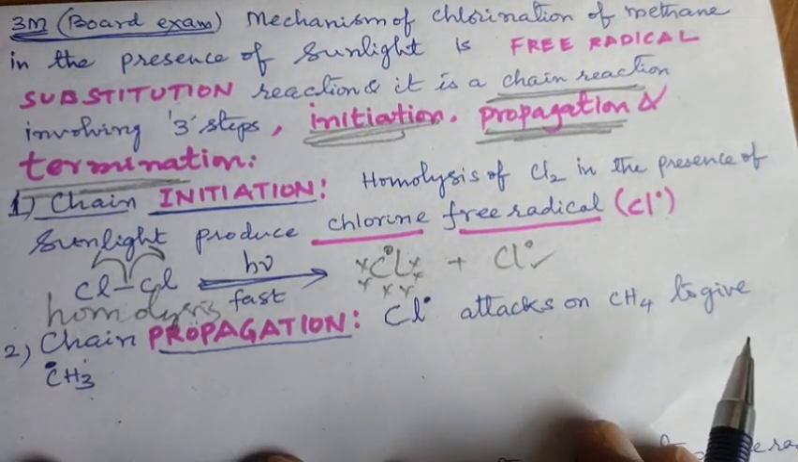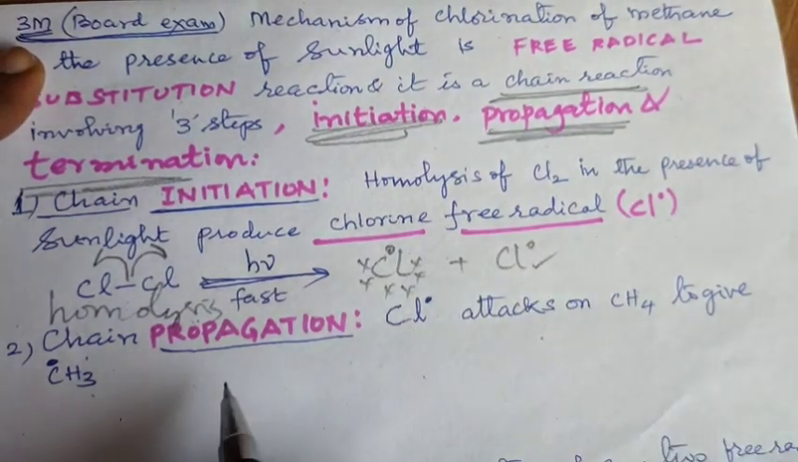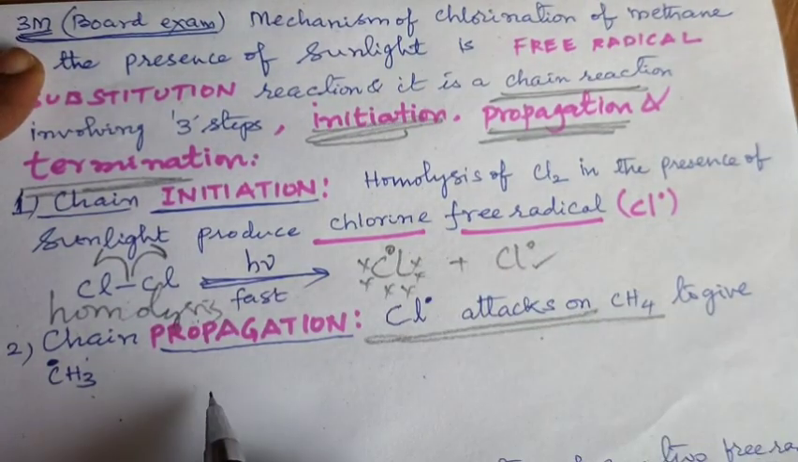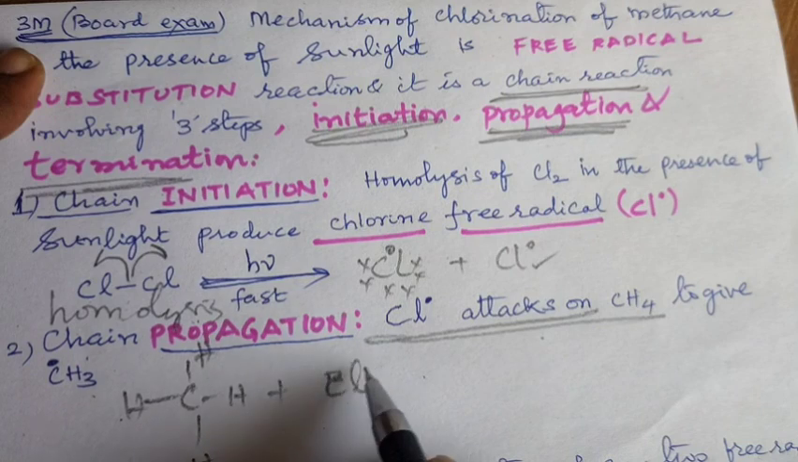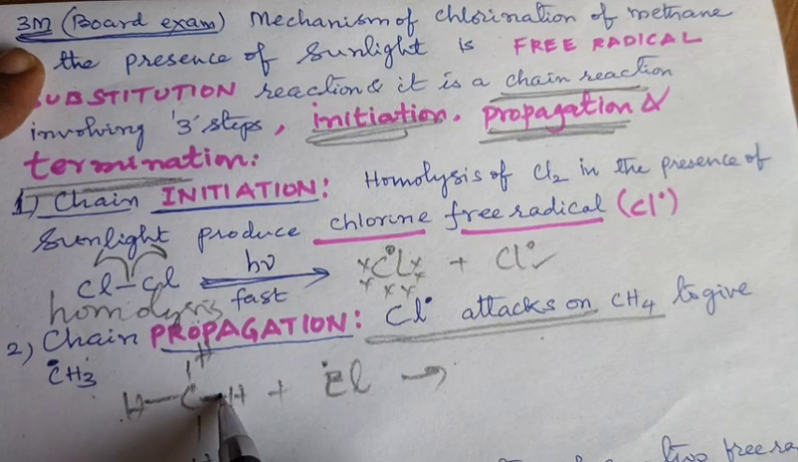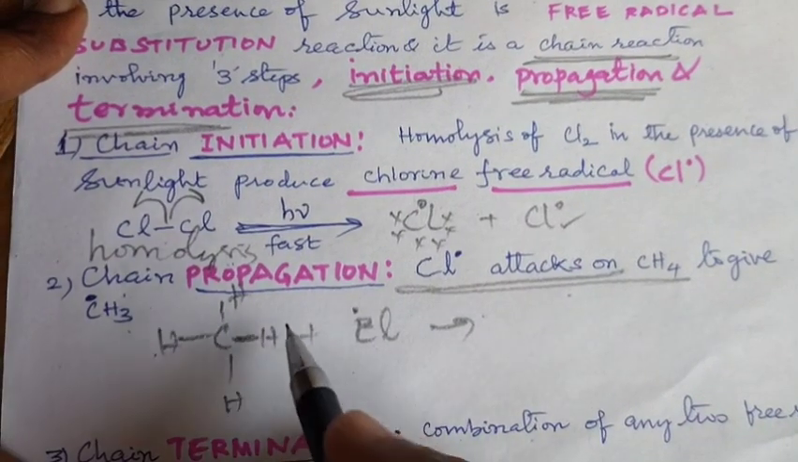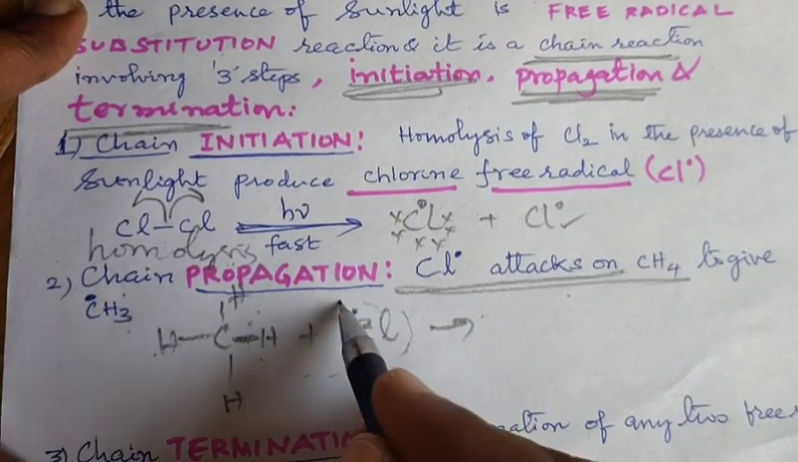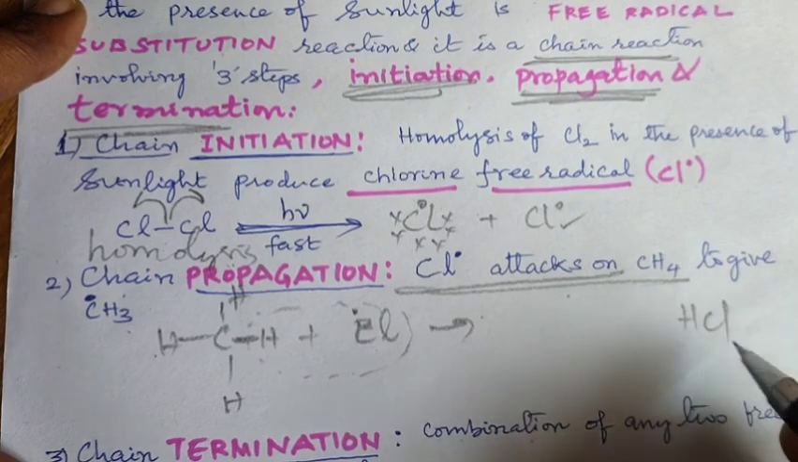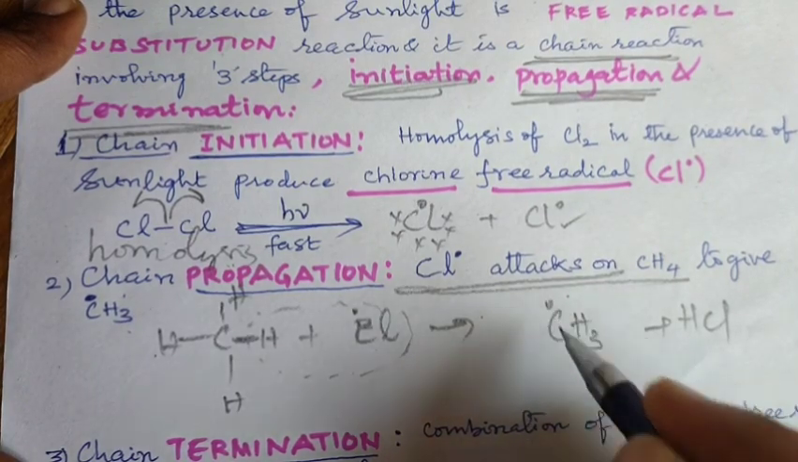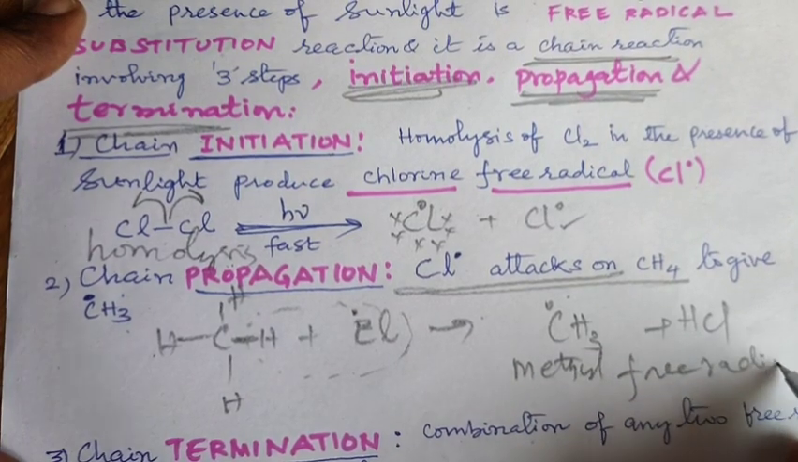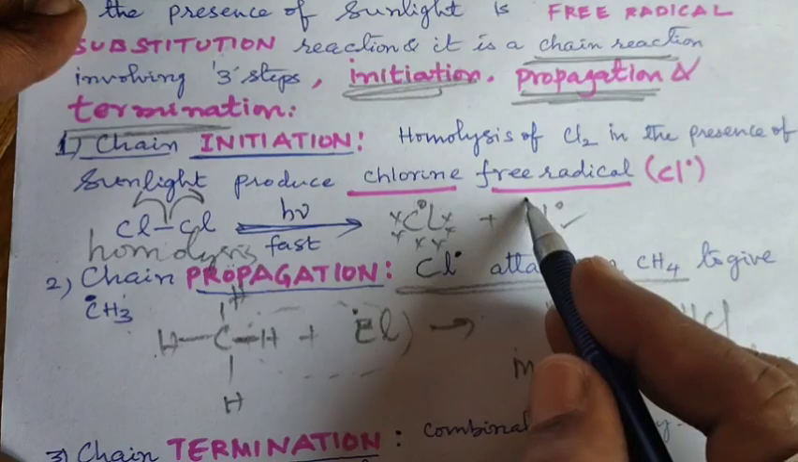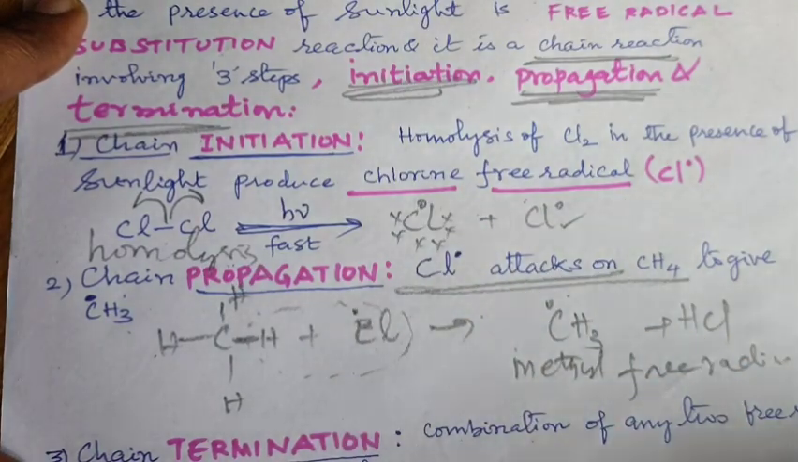Then this Cl free radical attacks methane. Observe, CH4 has 4 CH bonds, and this Cl free radical does homolytic cleavage of one of the CH bonds. Then you get HCl and CH3 with 1 electron. This is known as methyl free radical. In this methyl free radical, carbon has 7 electrons, and the chlorine free radical has 7 electrons. These are electron deficient.